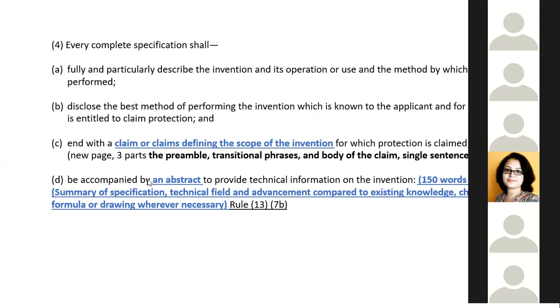Now coming towards the abstract. Abstract provides the technical information of the invention. That should be 150 words only, not more than that. What will be covered in the abstract? That is the summary of your specification, technical field, and advancement compared to the existing knowledge.